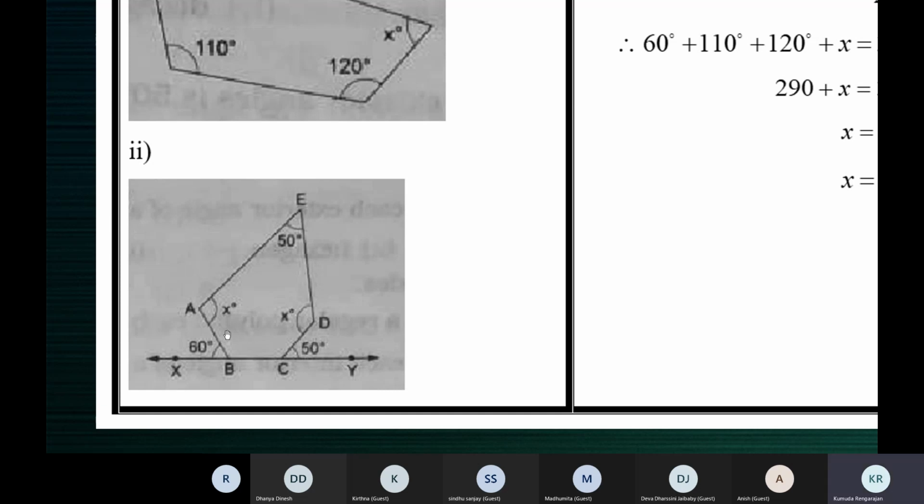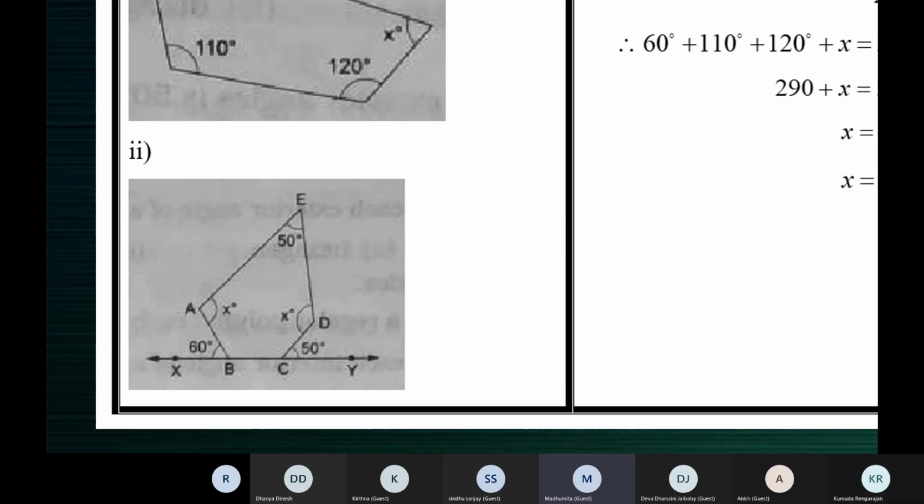So children, tell me, please answer my question so that all of us will be doing the same thing. Now, children, how many sides does this polygon have? 5 sides, ma'am. Name the sides. AB, BC, CD, and DE, ma'am.